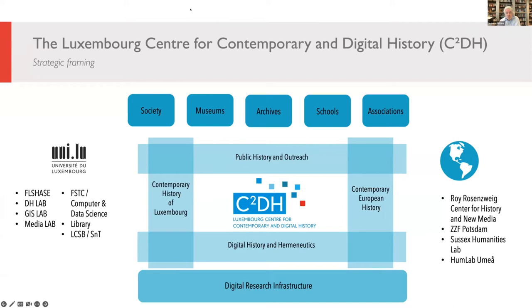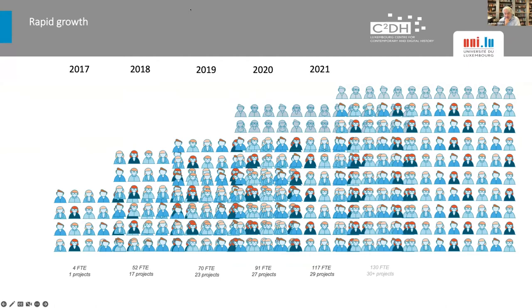So we have been growing quite fast over the past 5 years. End of this year, we will be some 125 people. Most of them, of course, based on external funding or contracts that are limited related to projects. But we have some 40 people as staff with permanent contracts, so which is quite big.